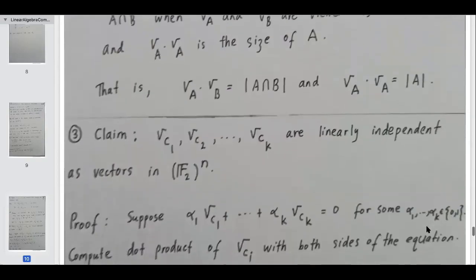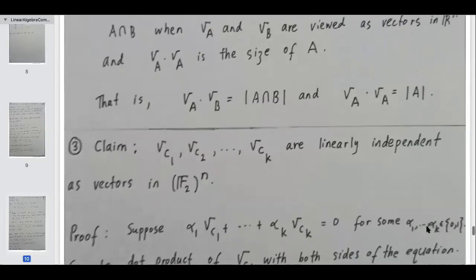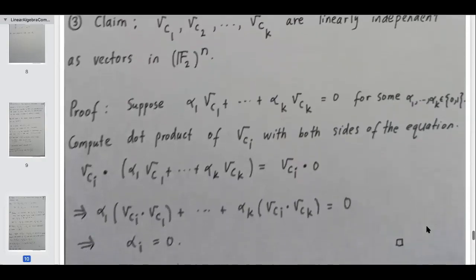Okay, so now this is the main idea. We claim that vC1, vC2, ..., vCk are linearly independent as vectors in F_2^n. And why are we trying to do this? Because then we'll know that there are not too many of these vectors, because we had the theorem that in F_2^n, if you have some linearly independent vectors, there cannot be more than n of them. So let us prove this.